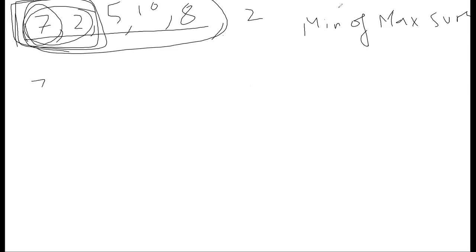Now let's go to 7 and 2. Now I have to find the minimum maximums till index 1. I is here 1, but now I have to create 2 sets. Does it make sense? Is that okay? Yeah, go ahead.